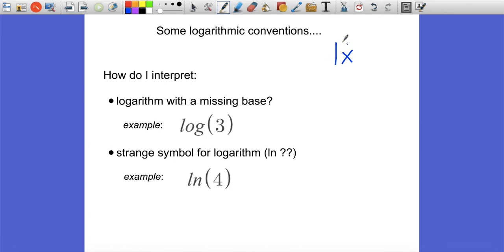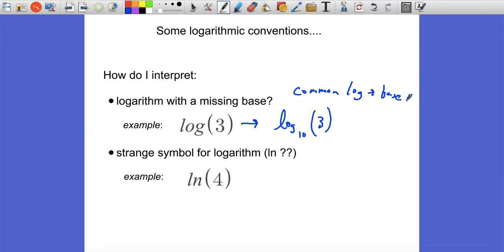So there are certain conventions that we know. If there's nothing written, there's a 1 there. Well, that's not the same thing with logs. When there's nothing written, it's implied to be a log of base 10. So log with nothing written of 3, this is called the common log. When there is no base written, it's base 10, okay?